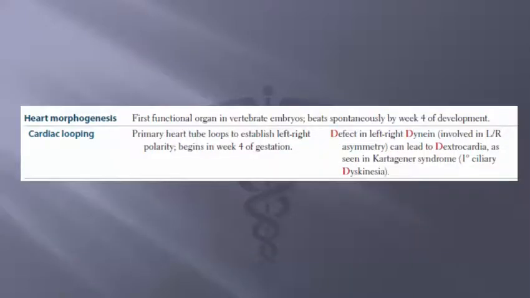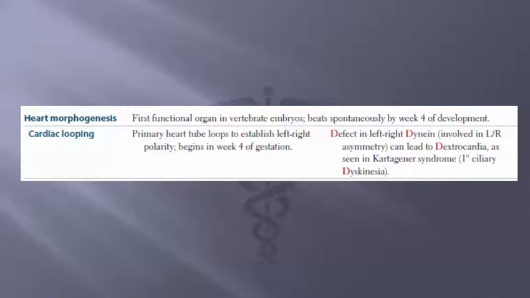Okay? Heart morphogenesis, again, the growing of the heart is morphogenesis. It's the first functional organ. You'll see that this is functioning first before any other organs in the embryo. Typically by week 4, it looks like a little bean on a sonogram, and you'll see blood flowing very lightly. Cardiac looping, this is the folding. Primary heart tube loops, dextro looping, sometimes called. Okay. This establishes your left and right polarity. Again, beginning in week 4, because that's when the heart begins to pump.